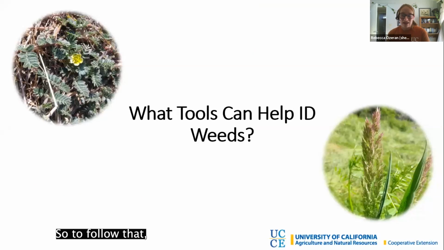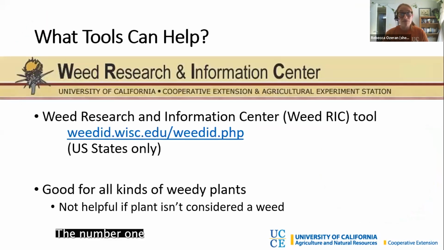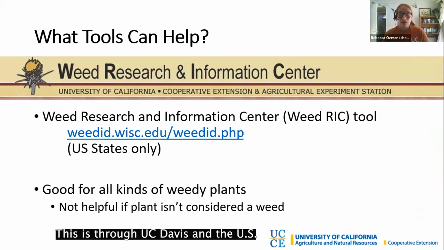So to follow that, then, what tools are there that can help to identify weeds? And so I want to share a few different digital tools that I've found very helpful. The number one I'm going to offer here is the Weed Research and Information Center's weed identification tool. This is through UC Davis and the UC Cooperative Extension family. And it's actually been managed in partnership with University of Wisconsin Cooperative Extension. And so this link here, I'd be happy to share these slides with anybody who'd like them for all the links. This website is a fantastic resource that goes through different categories and characteristics of plants to help you identify what a weed is that you have.